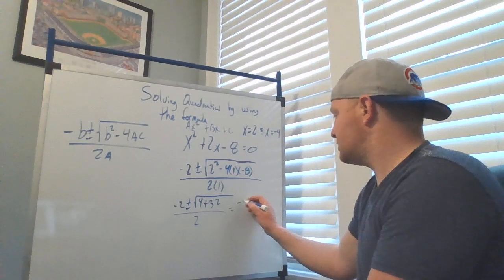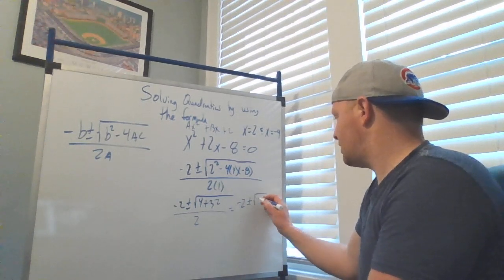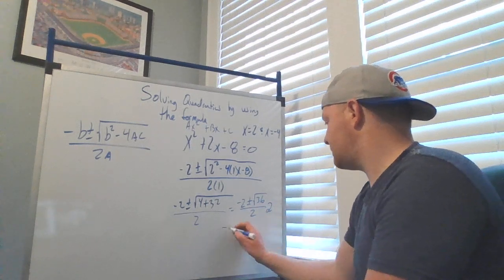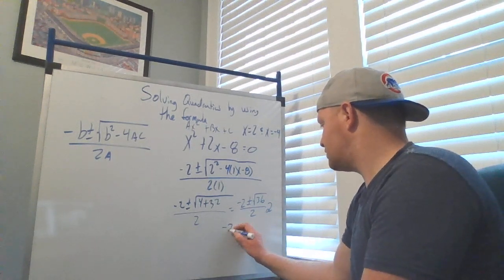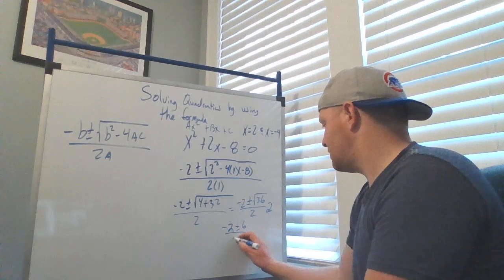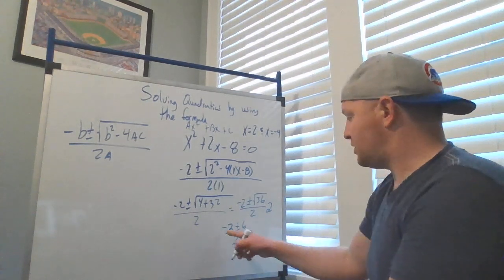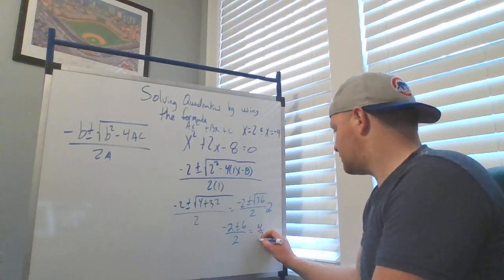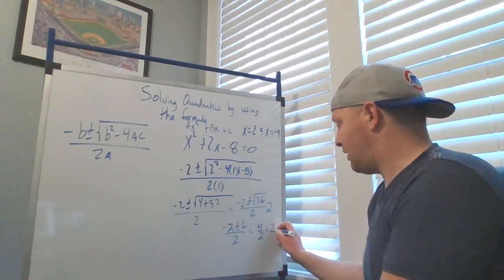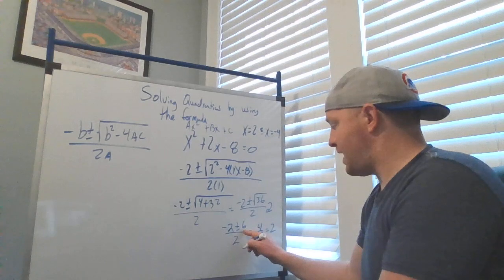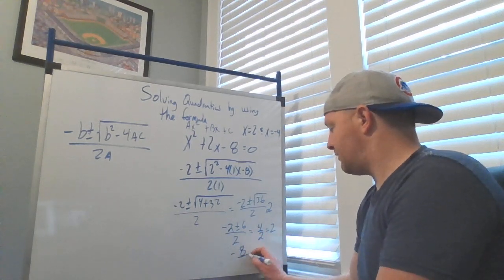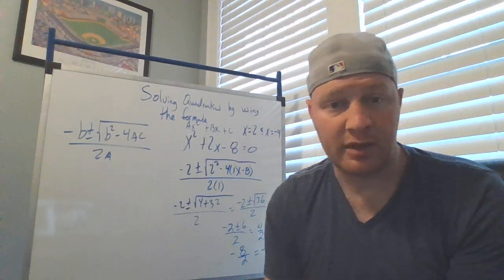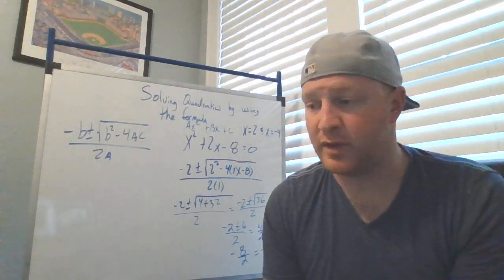Now let's just go through this. This is -2 plus or minus the square root of 36 all over 2. And this gets simplified to -2 plus or minus 6 all over 2, which equals -2 plus 6, which is 4 over 2, which equals 2. And I also have -2 minus 6, which is -8 over 2, which is -4. So I just showed you a third way to solve the exact same quadratic.